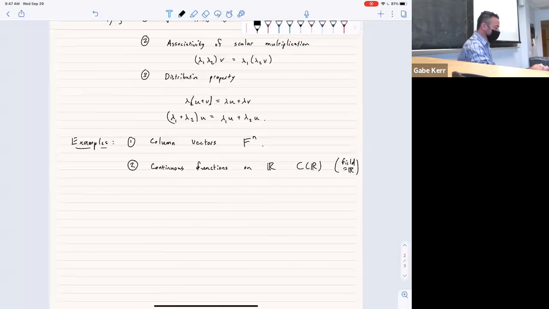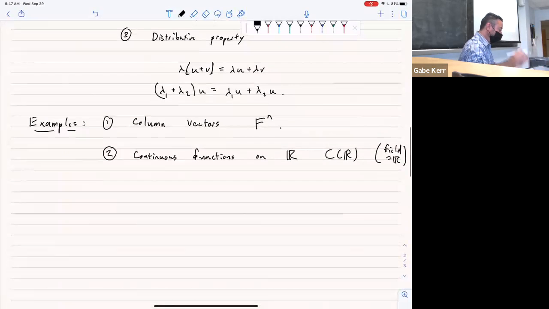This and its differentiable versions is a very important example of vector spaces. Okay. Of course, there are many variants.